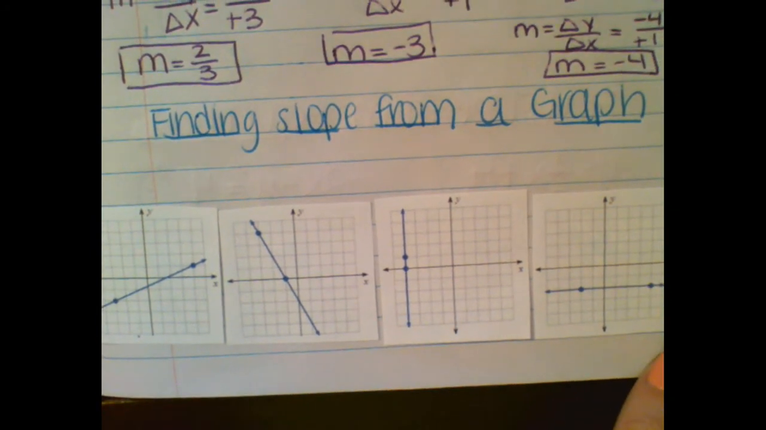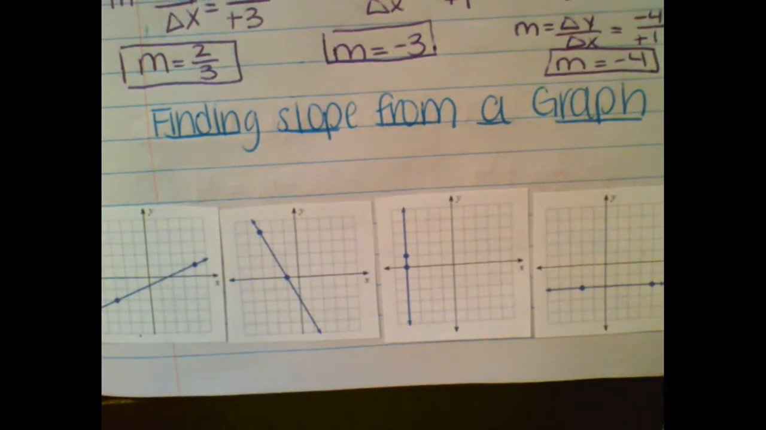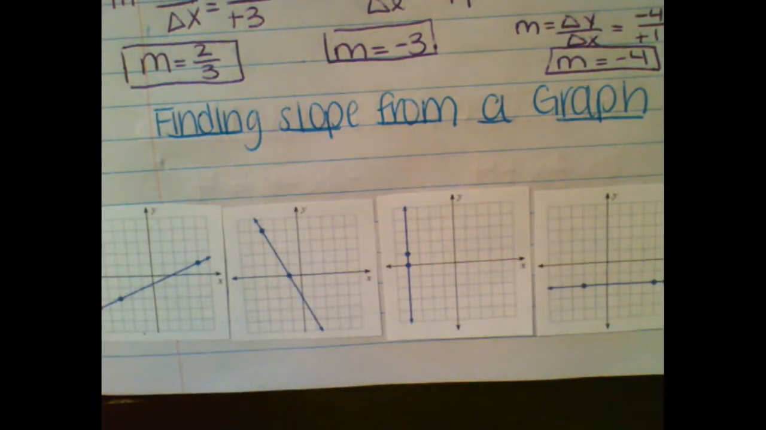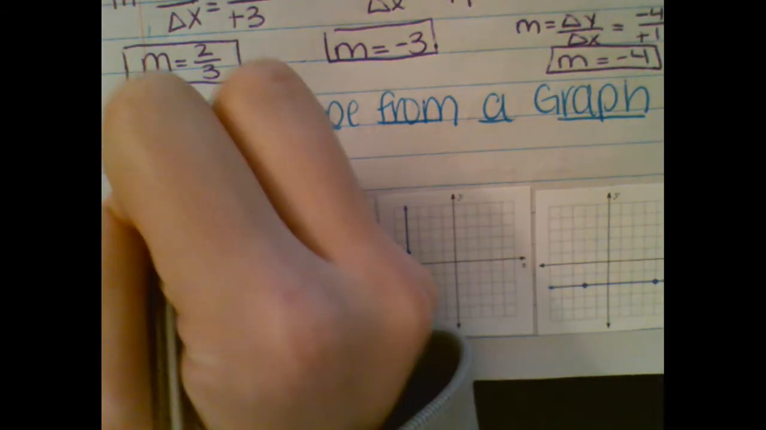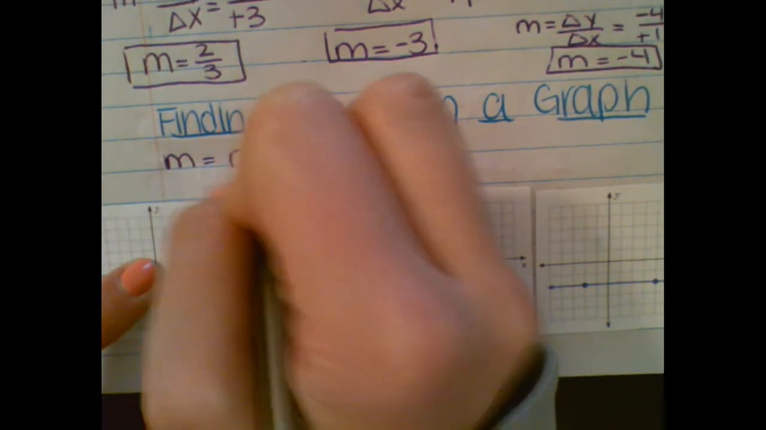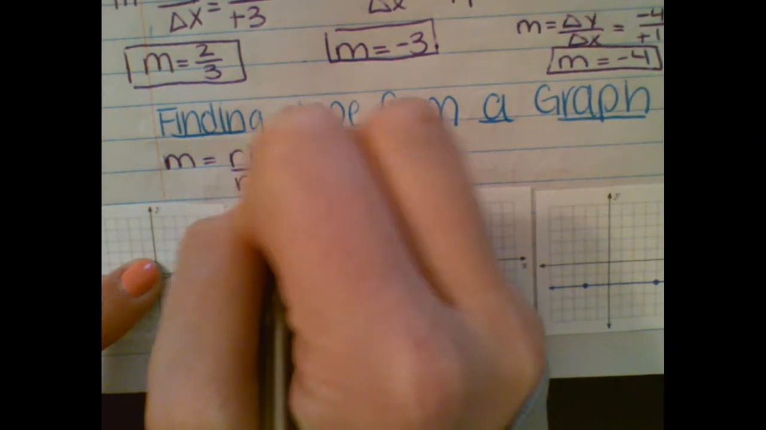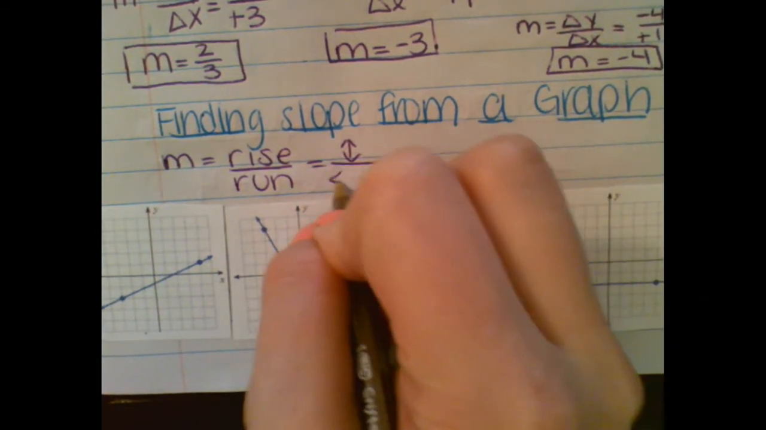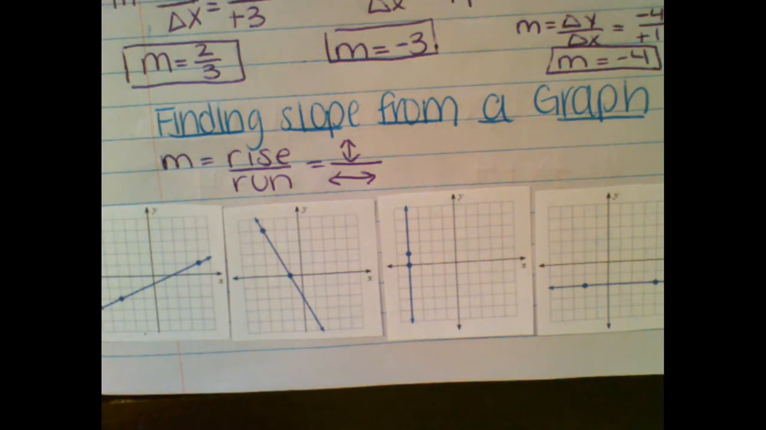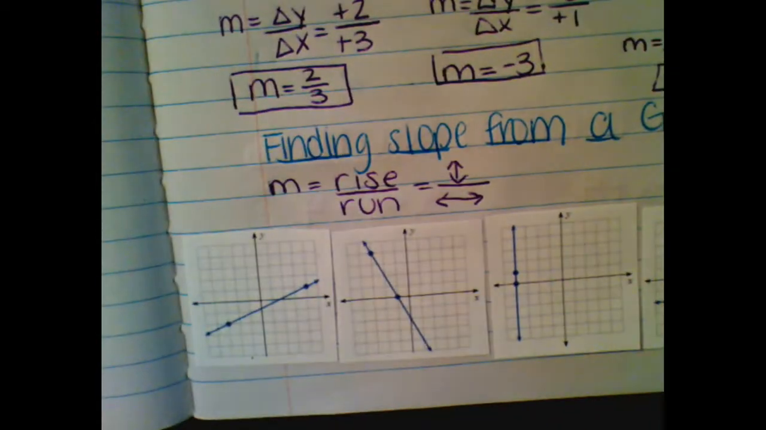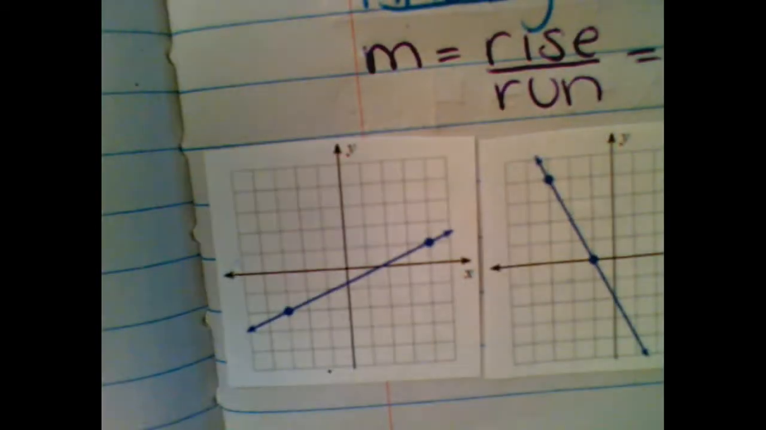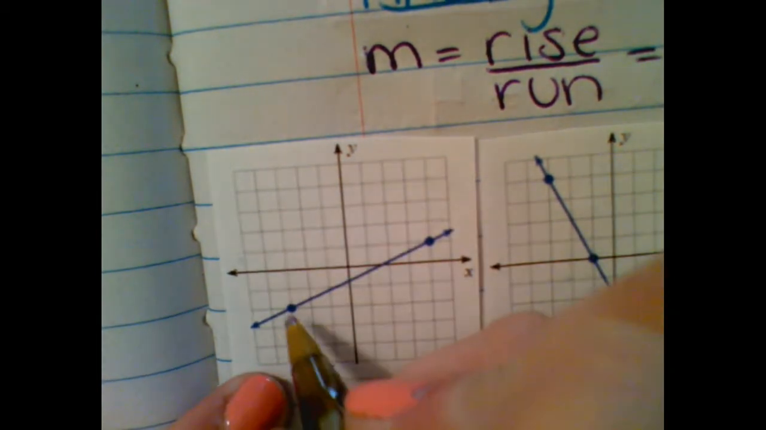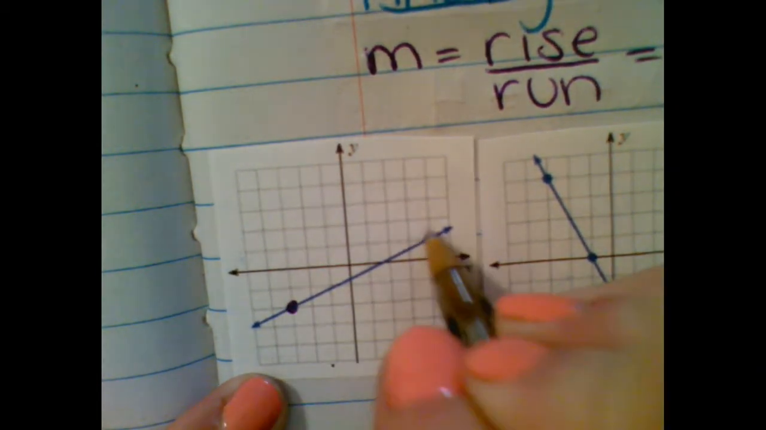Hopefully you remember how to find the slope from a graph. That is by using the rise over the run. So remember, we figure out the up, down over the left and right. So you have to always find 2 points on the graph. So if I look at this first one, now I know it's supposed to be positive. So they gave me 2 points here and here.